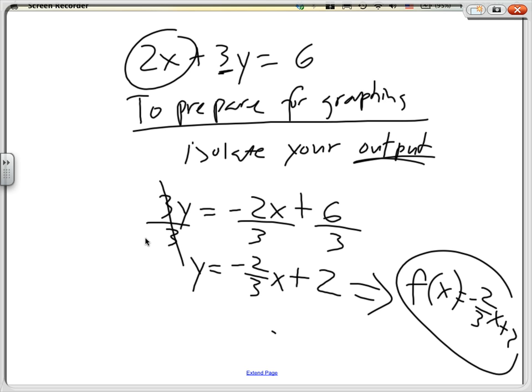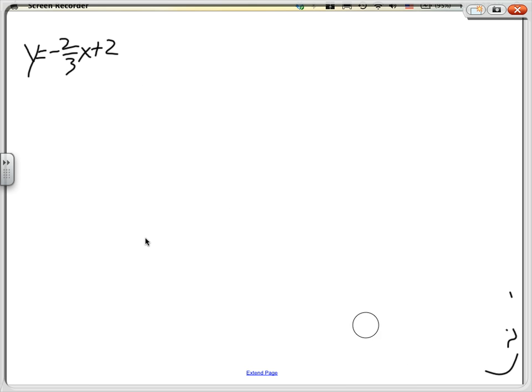So let's set up a table. I know we don't have room for it. Let me just go ahead and copy that over here so I know what to use. Okay, watch this. Let's set up a table.